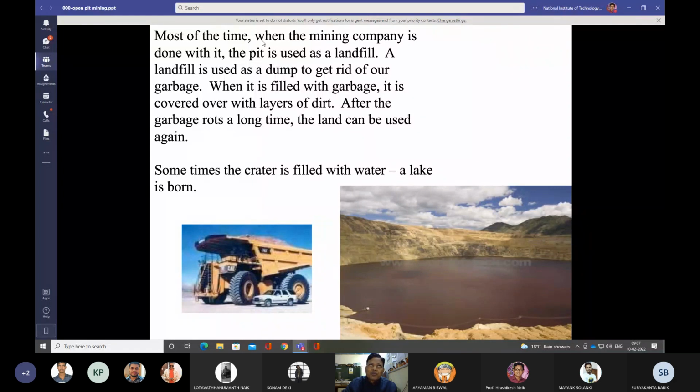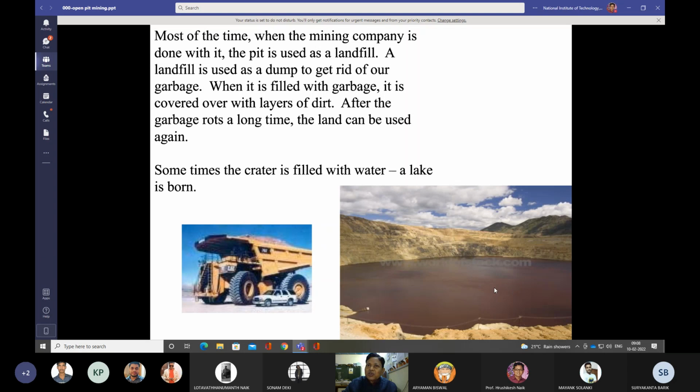So most of the time when the mining company is done with it, the pit is used as a landfill. Here in this pit you are able to see a lot of water accumulated. So this water can also be used for cultivation purposes. It can be used for pisciculture. It can be used for boating purposes, recreational picnic spots like that.